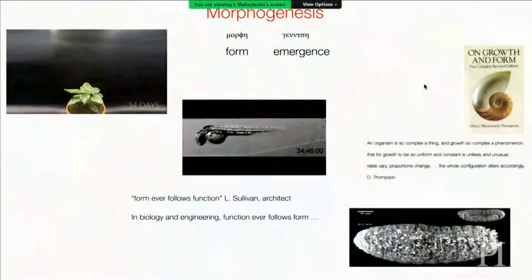100 years ago or so, a Scottish polymath, D'Arcy Wentworth Thompson, wrote this very famous book, as famous in literature as it is in science, called On Growth and Form, in which he makes a plea for scientists of all ilks to essentially think about biological form from a mathematical and physical point of view. And in this book, which he says was all introduction, he says, and I quote, "An organism is so complex a thing and growth so complex a phenomena that for growth to be so uniform and constant is unlikely and unusual. Rates vary, proportions change, the whole configuration alters accordingly."